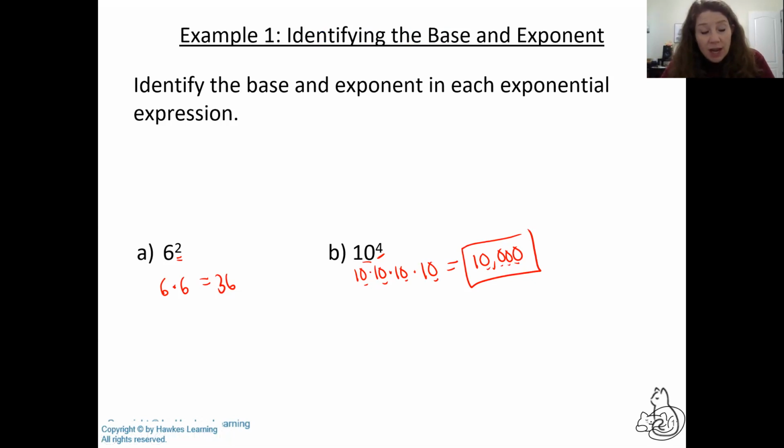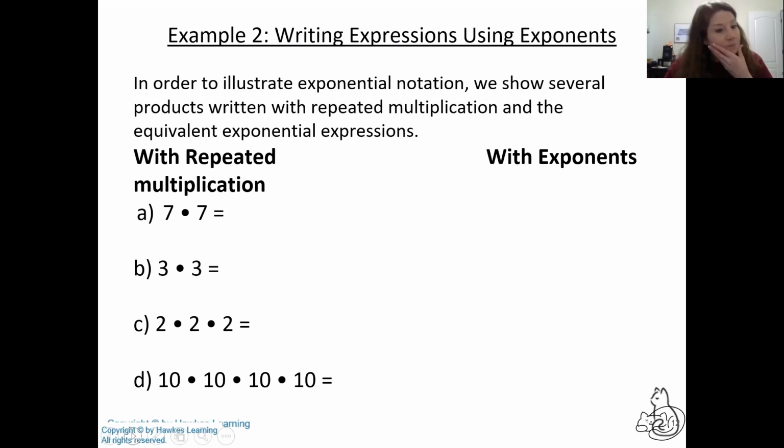Of course, you guys have your calculator, and you can always plug these numbers right into your calculator. All right, so how would I rewrite 7 times 7 with exponents? I would say 7 squared, or 7 to the second power. 3 times 3 is the same thing as 3 squared. 2 times 2 times 2 is the same thing as 2 to the third power, or 2 cubed. And then 10 times 10 times 10 times 10, rewritten, would be 10 to the fourth power, which is 10,000.